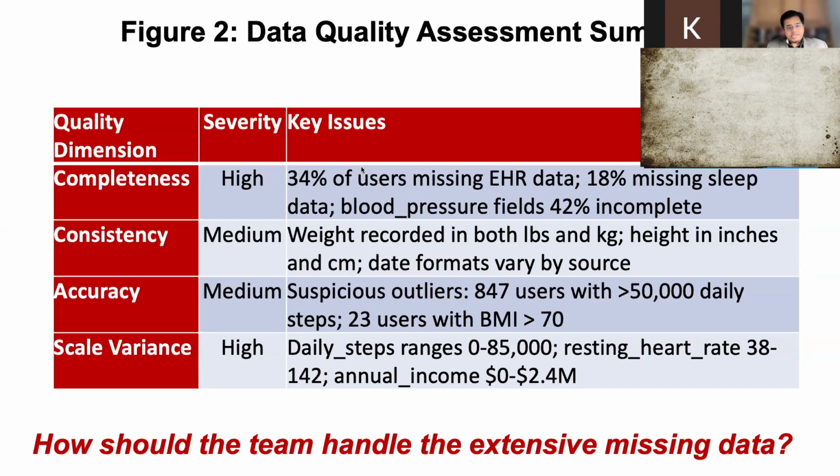And then you have consistency, which is weight records that are both in pounds and kilograms. Then you have height, which could be in inches and centimeters. So obviously, we have to correct that. We have to make sure that all of these are in the same unit. If it's weight, all of them should be either in pounds or kilograms. So that's sort of straightforward. We want to be consistent across all the cases.